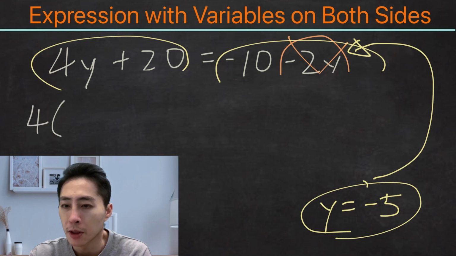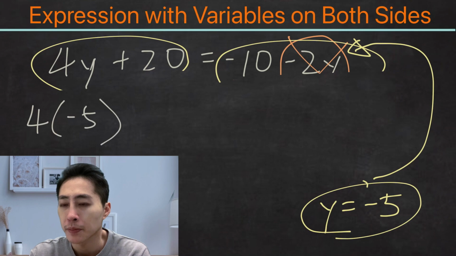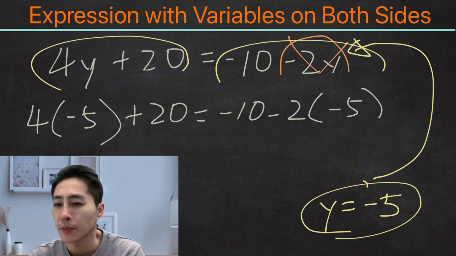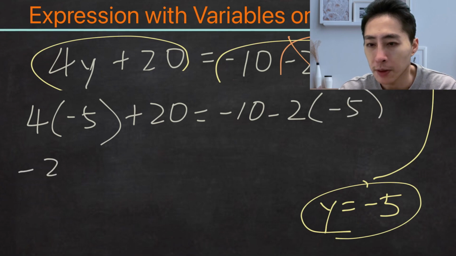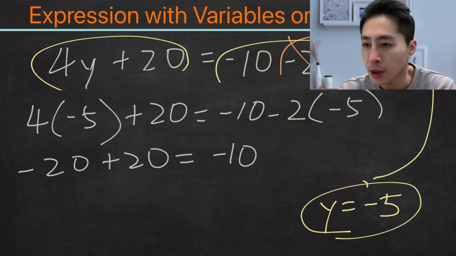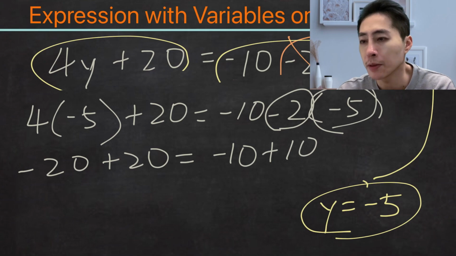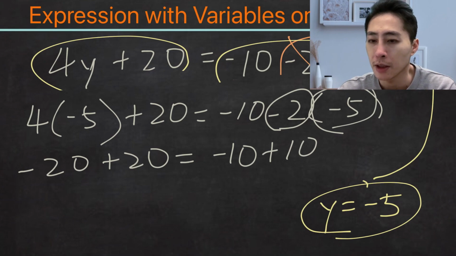So 4 times -5 plus 20, -10 minus 2 multiplied by -5. So 4 times -5 is -20 plus 20, and then we have -10. Here we have -2 multiplied by -5, that equals +10, because we have a double negative. A negative multiplied by a negative becomes positive. So then we have +10. And so -20 plus 20 is 0. Negative 10 plus 10 is also 0.